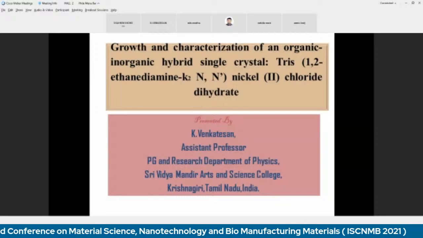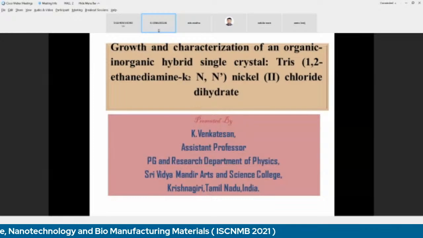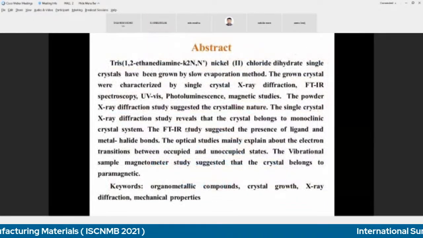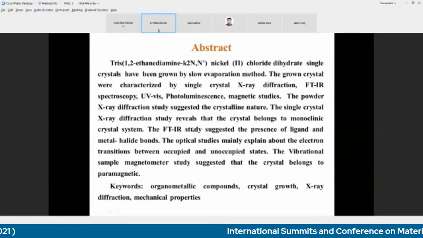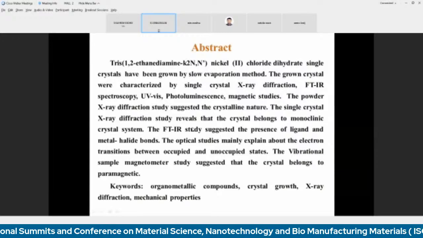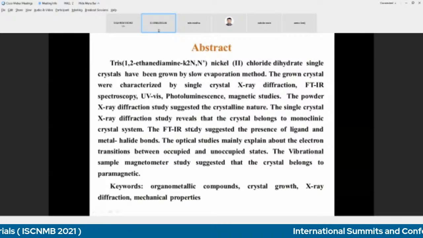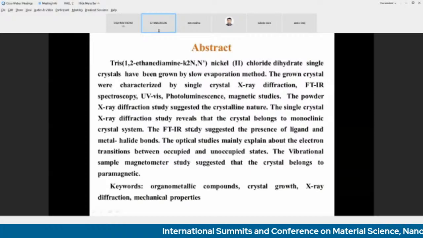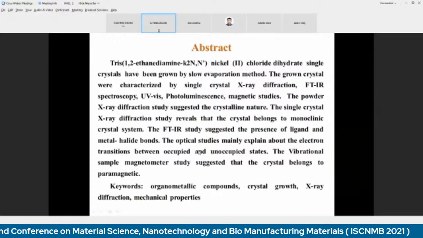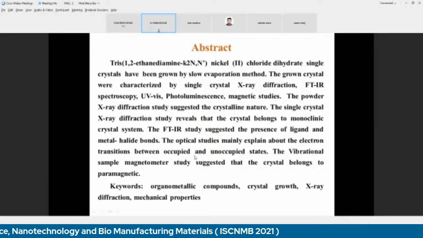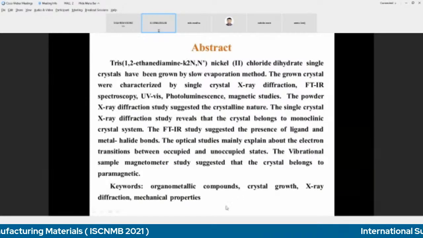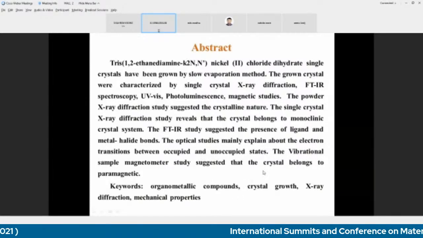Tris(1,2-ethylenediamine) nickel(II) chloride dihydrate single crystals have been grown by a slow evaporation method. The grown crystals were characterized by single crystal X-ray diffraction, FTIR spectroscopy, UV-visible, photoluminescence, and magnetic studies. The single crystal XRD study reveals that the crystal belongs to the monoclinic crystal system. The FTIR study suggests the presence of ligand and metal-ligand bonds. The optical studies mainly explain the electron transition between the occupied and unoccupied states. The vibrating sample magnetometer study suggests that the crystal is paramagnetic.